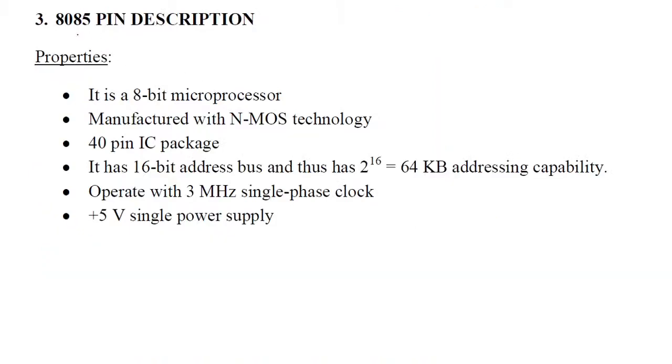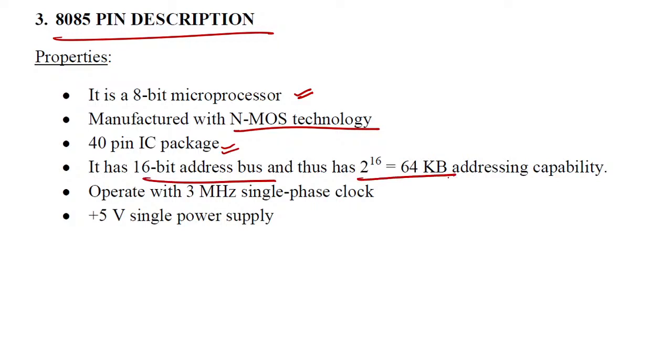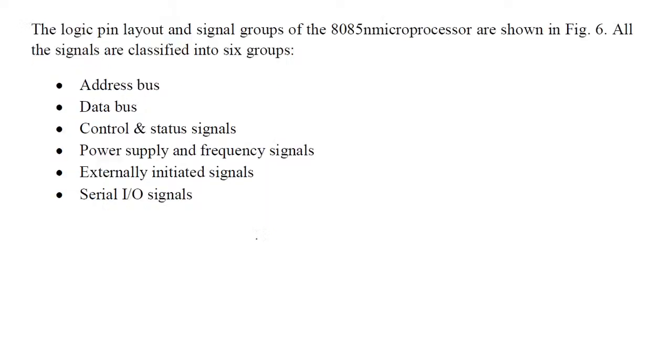So in the 8085 pin description, you can say the properties are: it is an 8-bit microprocessor, and the technology used to make this microprocessor is NMOS technology. We have a total of 40 pins in the 8085 microprocessor, and it has a 16-bit address bus. Thus we have 2 to the power 16 memory, that is 64 kilobytes of memory. It operates at a 3 megahertz single-phase clock, and we have a 5 volt power supply.